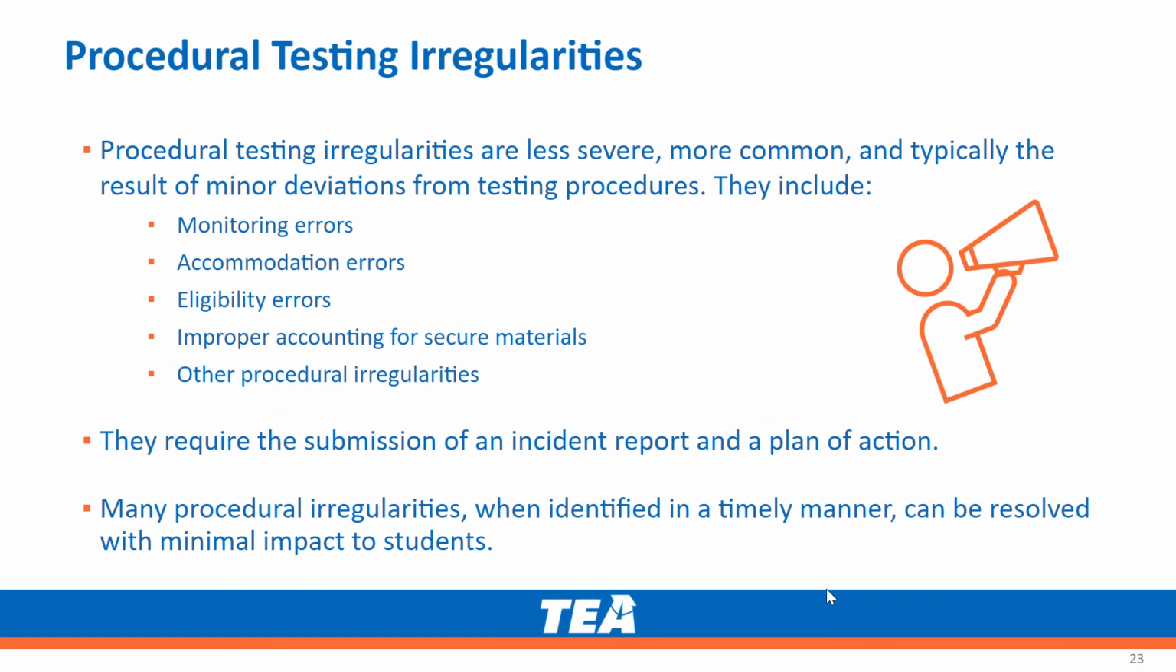But we do have the other end of the spectrum. We do have procedural testing irregularities as well. And so these are our monitoring irregularities, just accommodation errors, eligibility errors, improper accounting for secure materials.